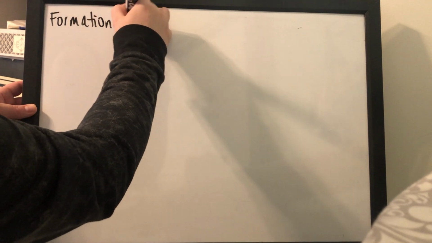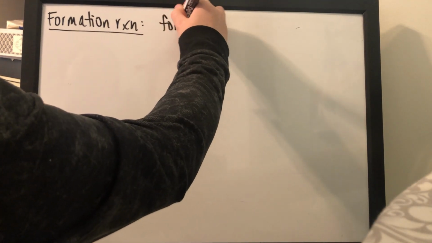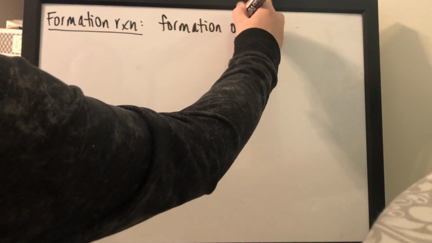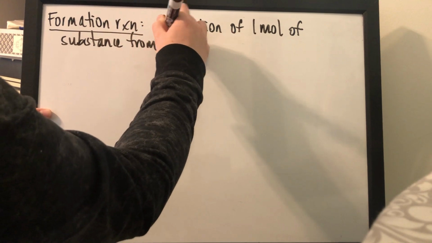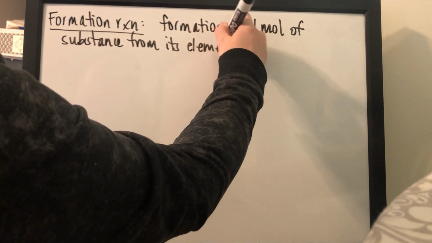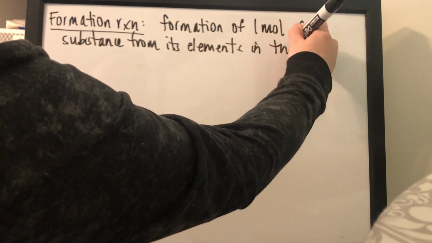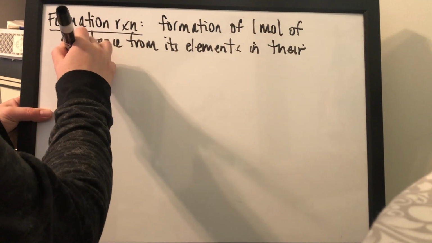So moving along. The second one I have titled Enthalpies of Formation, which is products minus reactants. We call it P minus R. And so first we need to define what a formation reaction is. And a formation reaction is the formation of 1 mole of a substance from its elements in their standard state.